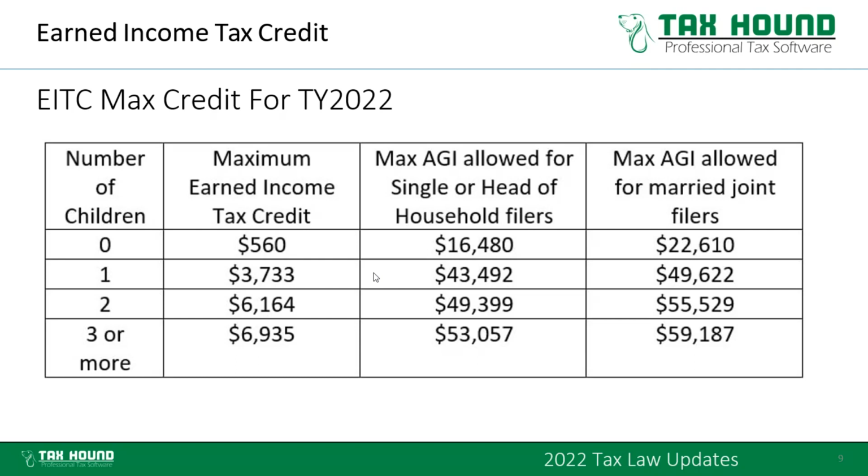So for your single filers, which would include your single or head of household filers, the max AGIs are listed here. So it ranges from $16,480 for 0 children up to $53,057 for 3 or more. And then your married filing joint, the max AGI is 22,610 for 0, and for 3 or more, it's 59,187. Now, what this means is that if their AGI is above the max AGI based on the number of children that they have, they will not qualify for any EIC. So if I was married filing joint with 3 dependents and my AGI was 65,000, for example, I would not qualify for EIC at all. Okay.